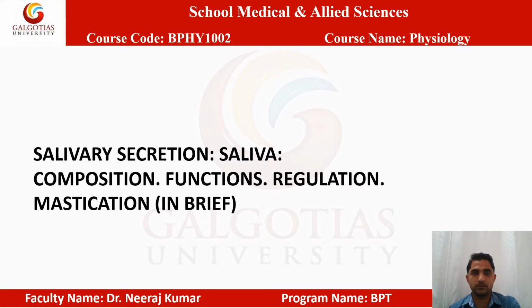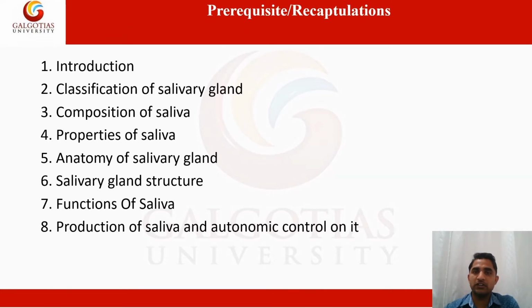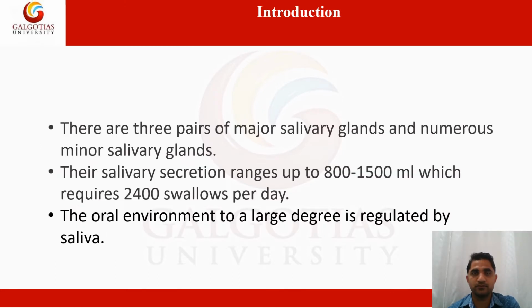So let's begin. In the introductory part, in the coming slides, we will discuss the introduction, classification of salivary glands, composition of saliva, properties of saliva, anatomy of salivary gland structures, function of saliva, and lastly the production of saliva and neural control over it. Finally, we will discuss mastication in brief.